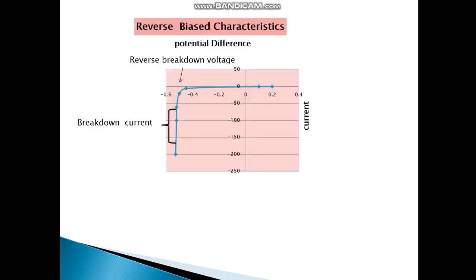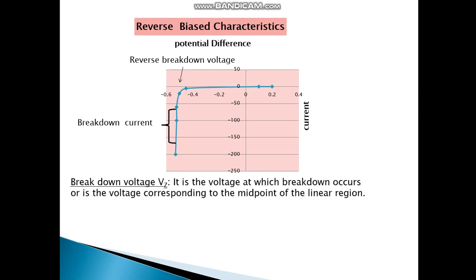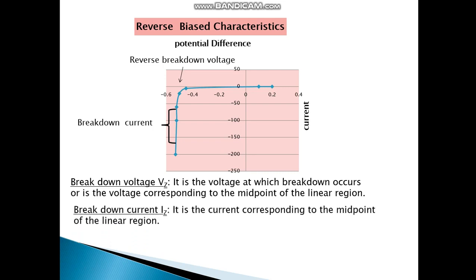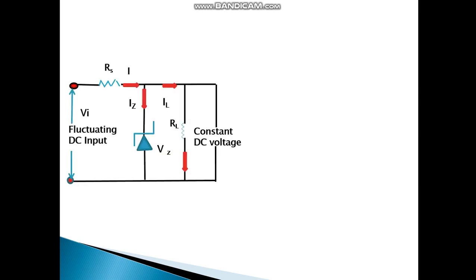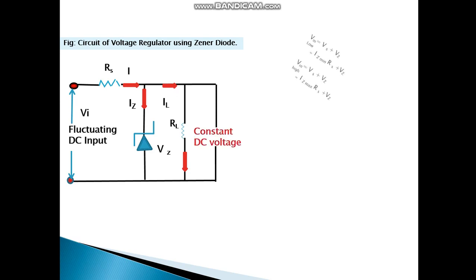This is the reverse bias characteristic, the breakdown voltage. It is the voltage at which breakdown occurs, or the voltage corresponding to the midpoint of the linear region. Breakdown current is the current corresponding to the midpoint of the linear region. That's the circuit again, the voltage regulator converting fluctuating input into constant DC voltage.